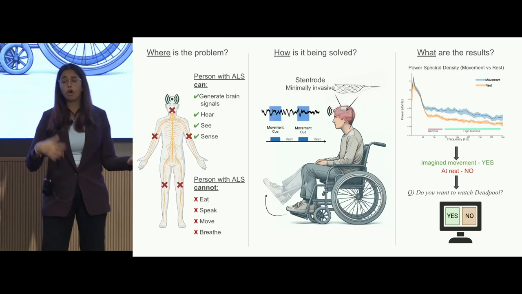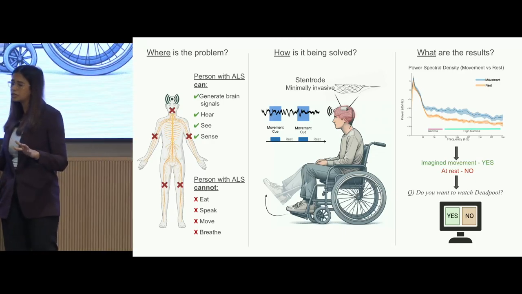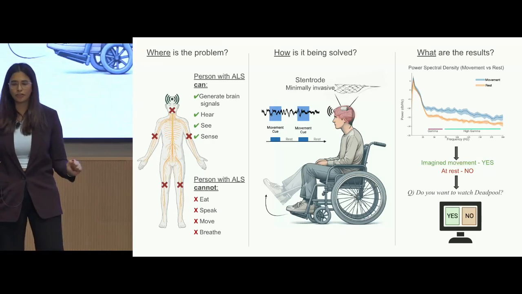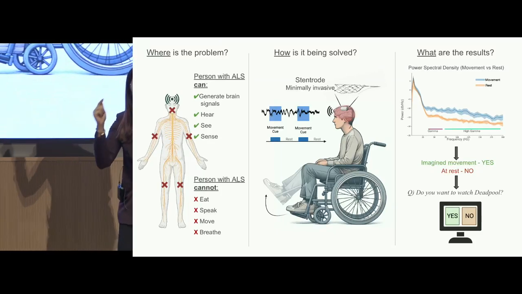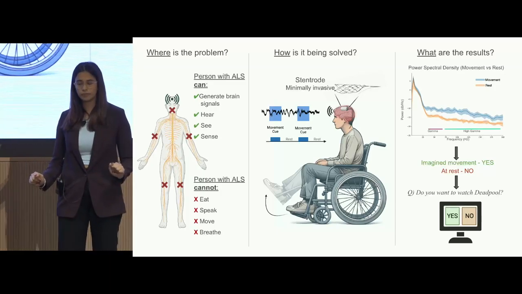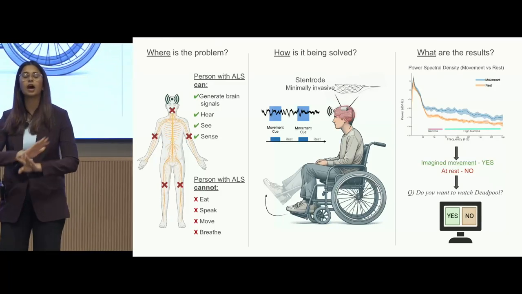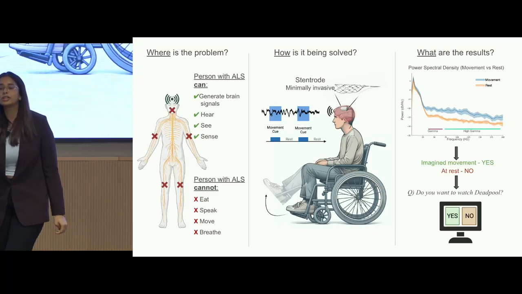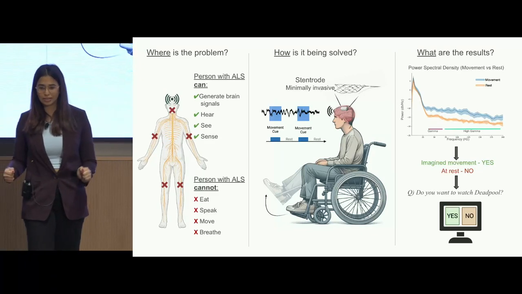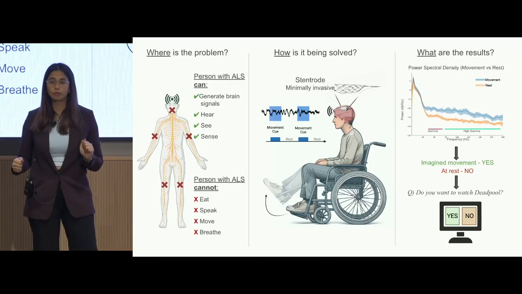cues of movement or of rest. During the rest cue, they're asked to relax and not think about anything. But during the movement cue, they're asked to think about moving their limbs. Now remember, these participants are completely paralyzed and cannot actually move their limbs, but just the thought of it changes their brain signals. And this is what we have to find out.